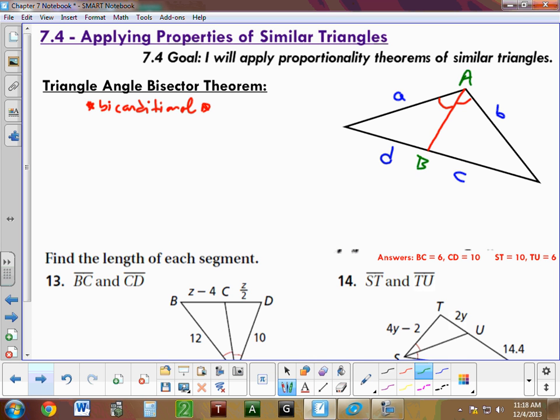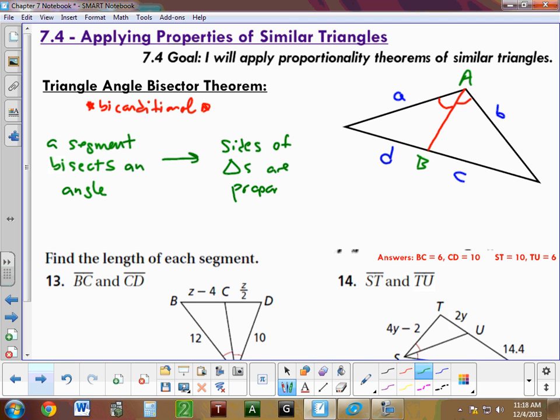So if you have a segment that bisects an angle, the resulting sides of the two triangles are proportional. Again, biconditional means it goes both ways, so take that arrow, make sure it goes both ways. So you have a segment that bisects an angle, the sides of the triangles are proportional.